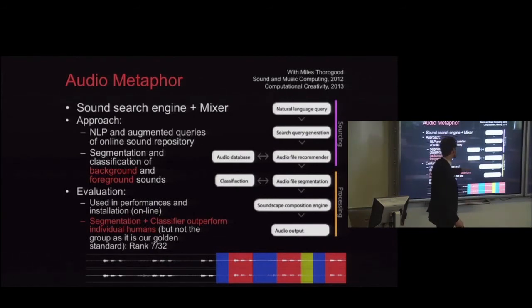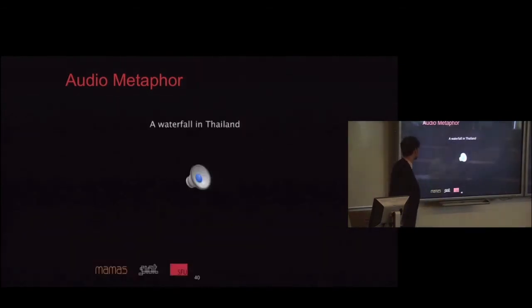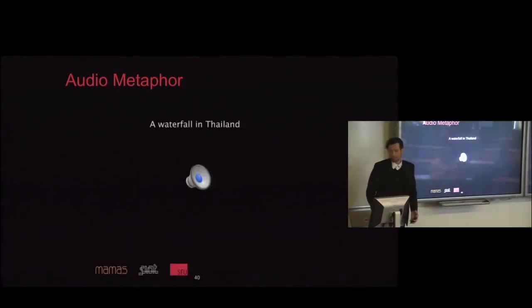And then after that, we have a sound composition engine, and that's really the weakest link right now in that particular system, which puts together those sounds to do a soundscape composition. So, for example, if you enter into this system the expression "the waterfall in Thailand," the system will always return something different, but here is an example of what it can return.